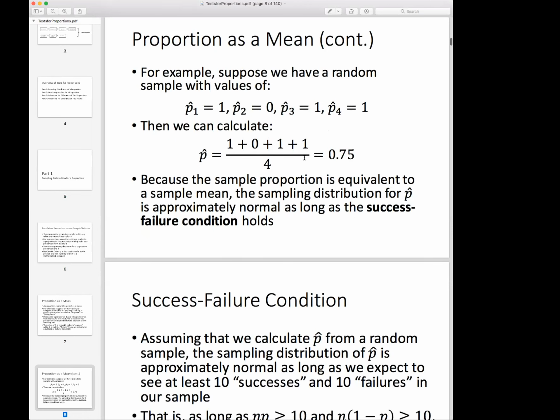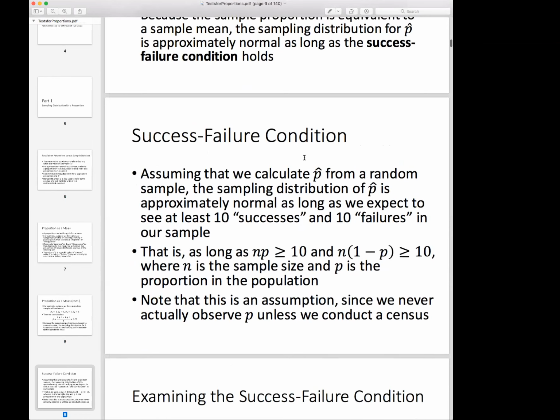To talk about what the success-failure condition is: we assume that we calculate p hat from a random sample, and the sampling distribution of p hat is approximately normal, so long as we can see at least 10 successes and 10 failures. That is to say, your sample size n times your p is greater than 10, and your sample size times the complement of p, your failure rate, is greater than 10.